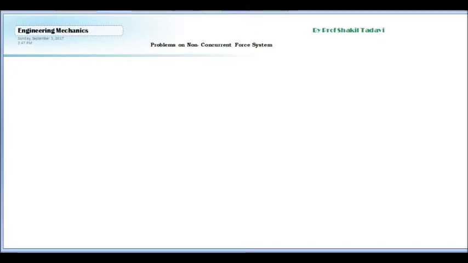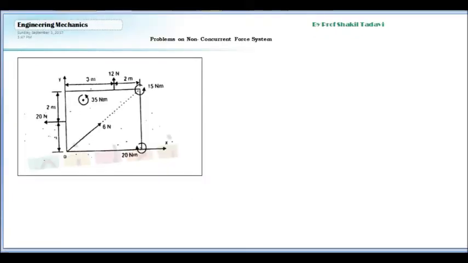Now today we are going to see some of the problems on the non-concurrent force system. In our previous session we have seen how to calculate the resultant and how to locate that resultant for the non-concurrent force system, and for that we went through the concept of moment. Now today we will see one example with the help of which you will get a clearer idea. Suppose this is the problem given, and for this force system we have to locate the resultant.